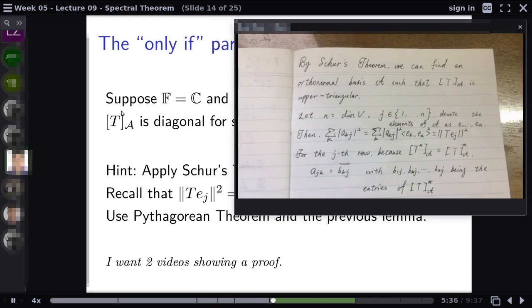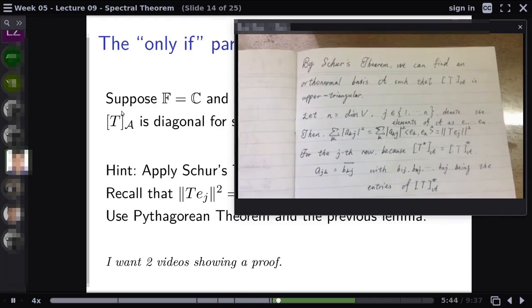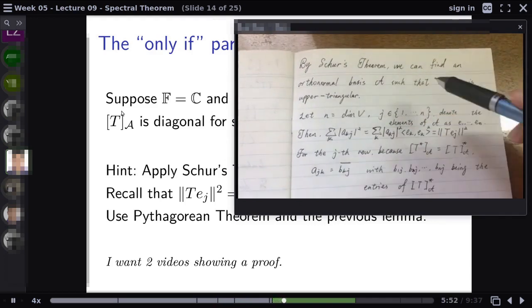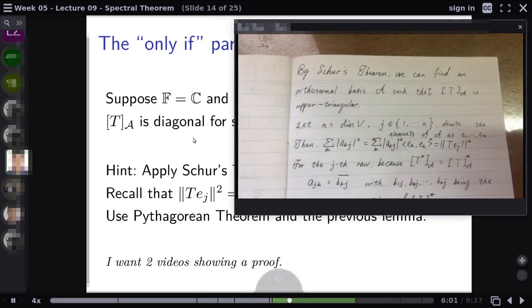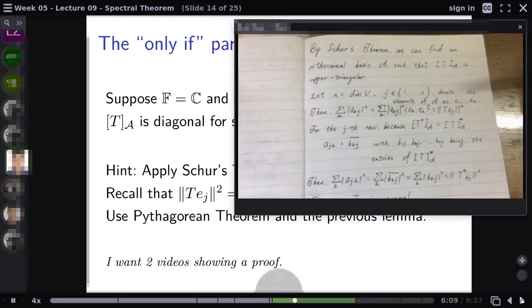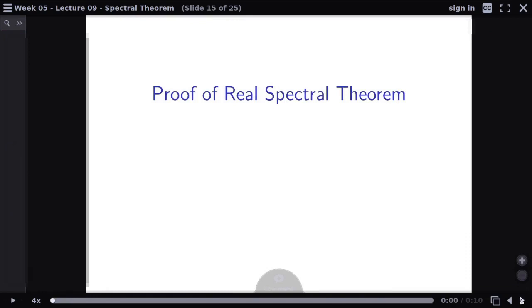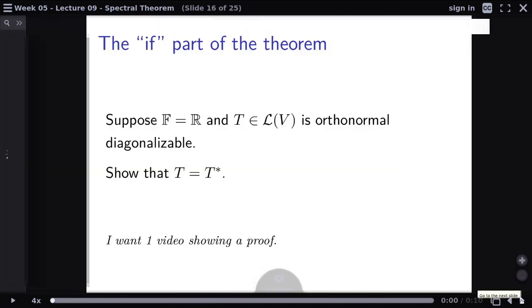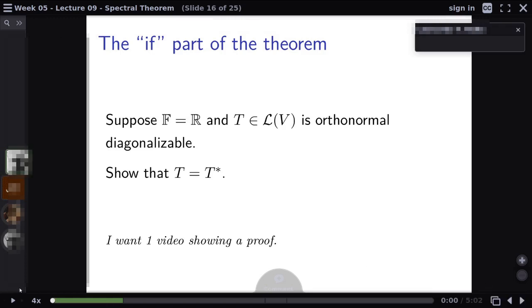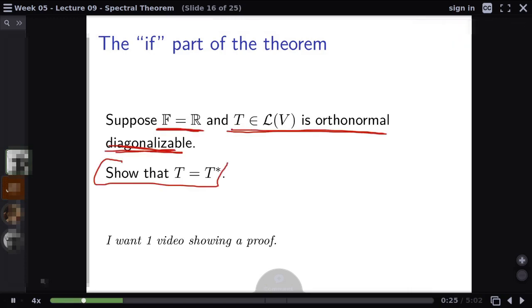And here another student writes on a notepad and then explains the proof. So let's move to the next slide. I'm moving because I want to keep this video short, of course, but in principle, if you just press play once, you can watch the whole lecture at the correct speed. So here we are on the if part of the real spectral theorem.